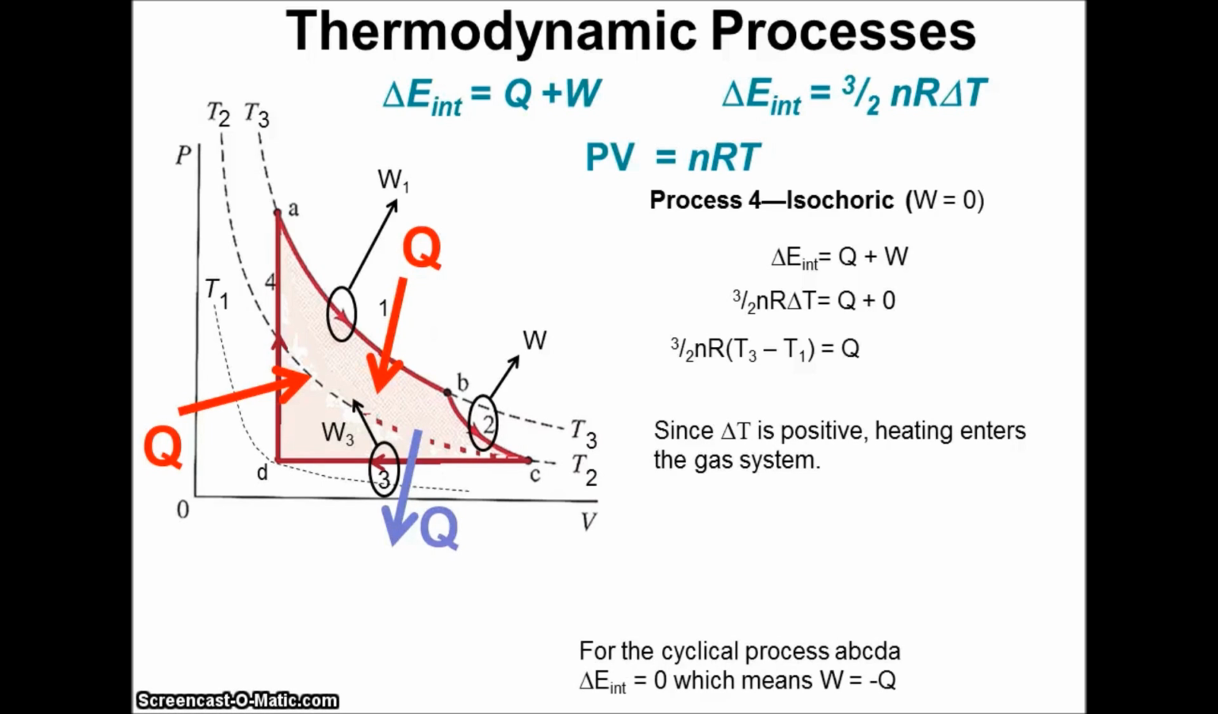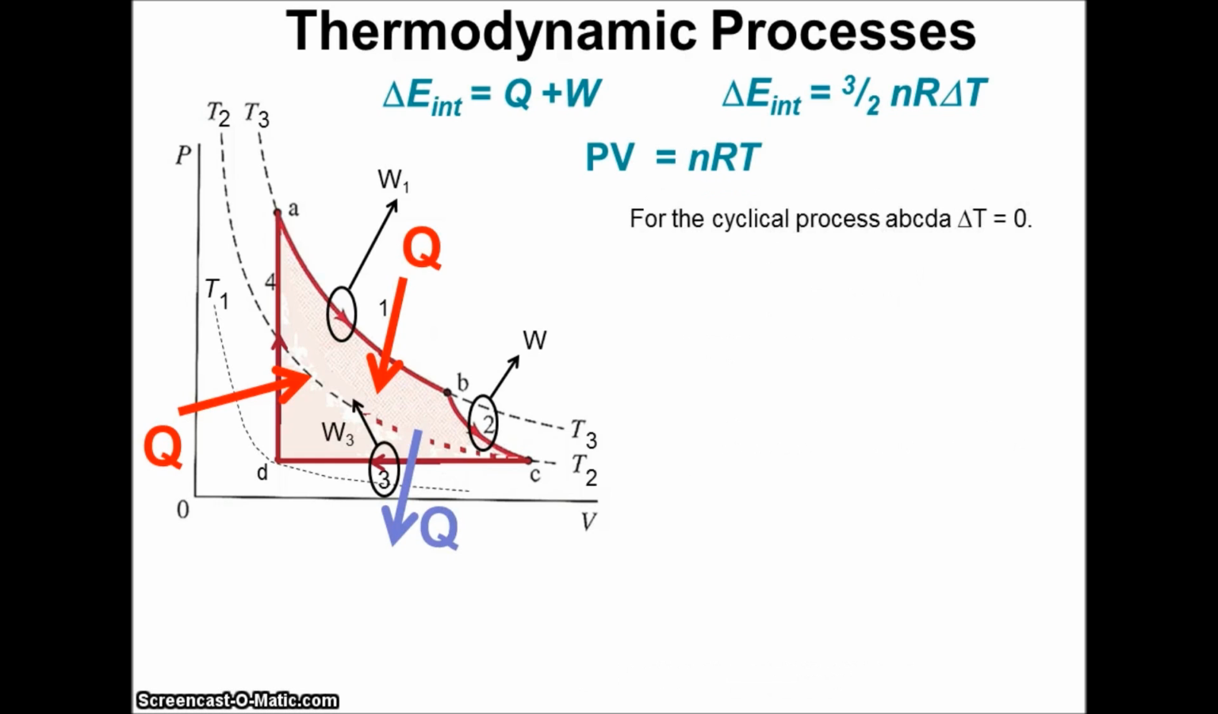For the cyclical process, A, B, C, D, A, the change in internal energy will be 0. So again, it starts here and it ends here. Well, it's the same temperature, so the change in internal energy is 0, which means the work would be equal to negative heat. So whatever heat you put into the system is how much work you're going to get out of the system.